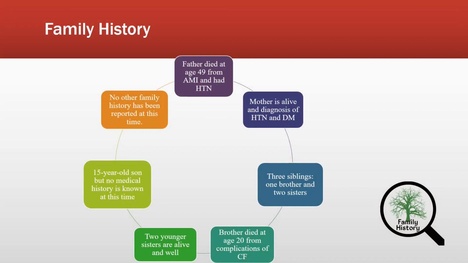Family history. EW's father died at age 49 from an MI, and he had hypertension. His mother is alive and has been diagnosed with hypertension and diabetes. He has 3 siblings, 1 brother and 2 sisters. His brother died at age 20 from complications from CF, cystic fibrosis. His 2 younger sisters are alive and well. He has a 15-year-old son, but no medical history is known at this time. No other family history has been reported at this time.